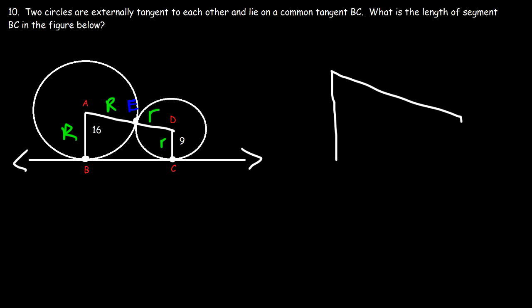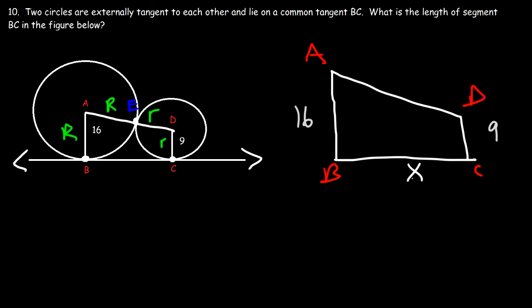So I'm going to redraw this figure. So here we have A, B, C, and D. We can see that AB is 16, DC is 9. Our goal is to calculate BC, which we'll call X. Now let's turn this into a triangle. And AD is the sum of the two radii of the circles, so it's going to be 16 plus 9, which is 25. So that's AD.